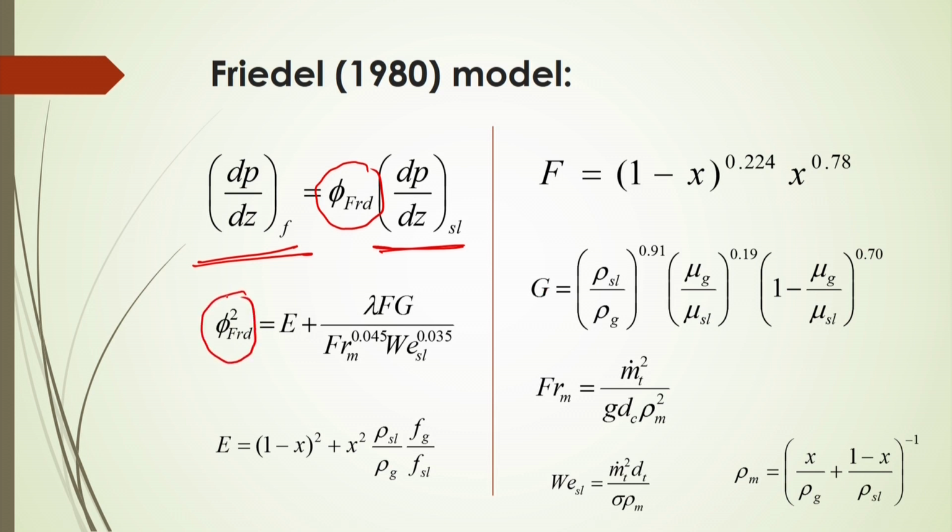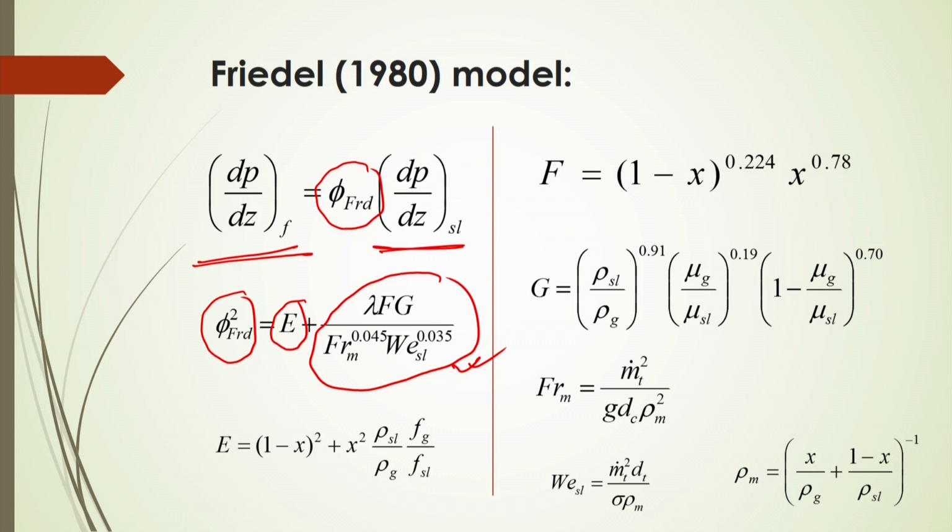Now, this multiplier, he has proposed this correlation of this multiplier into two components: one is E, another is lambda into F G by Froude number and Weber number to the power this. So, according to this, what should be this E and lambda? E and lambda both are two parameters. Here in this case, E is directly related to this ratio of the slurry to the gas density and the friction factor of gas to slurry, and also it is the mass quality of the gas.